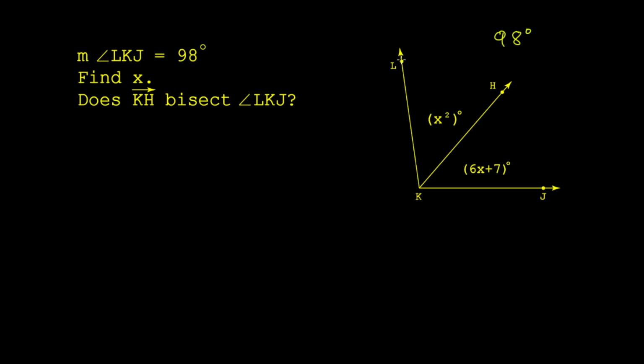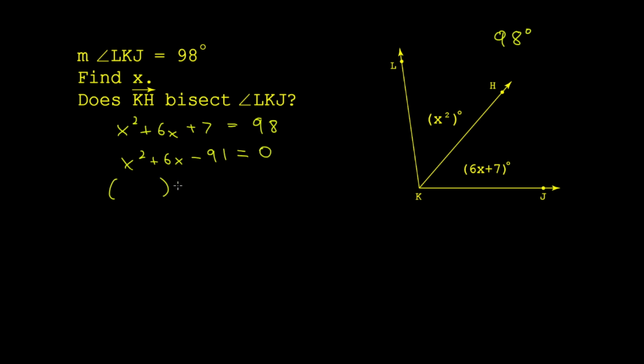Now what we do know is that the measure of angle LKH and the measure of angle HKJ add to 98. Therefore, x squared plus 6x plus 7 equals 98. As you remember from algebra, to solve a quadratic, you get everything on one side, 0 on the other. So x squared plus 6x minus 91 is 0.